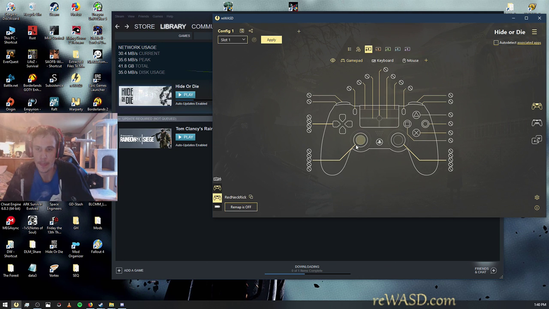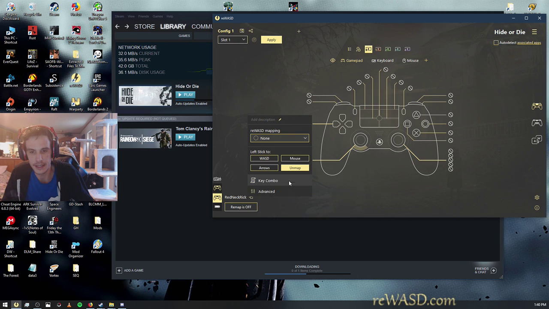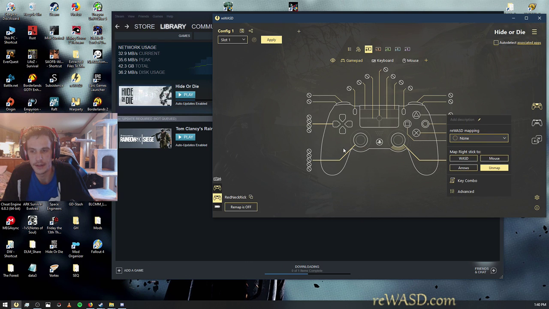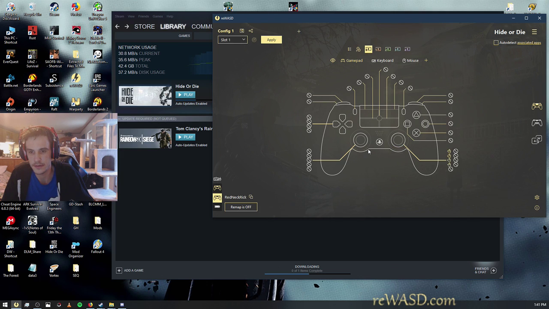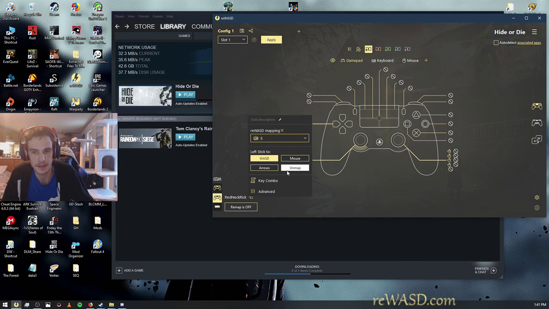Alright, so the first thing I saw a lot of people asking recently in Discord was about the movement system and the rebinding of the sticks. Right now, you've got the sticks here, they're both unmapped. So this one's gonna be my mouse. Click that. I'll get back into that. And then this is gonna be my WASD. Like I said, make sure it's unmapped.